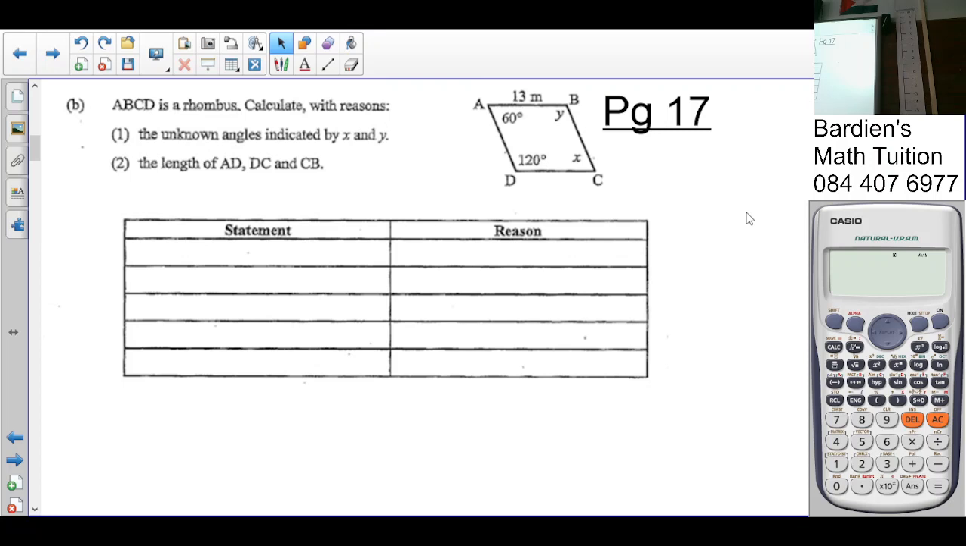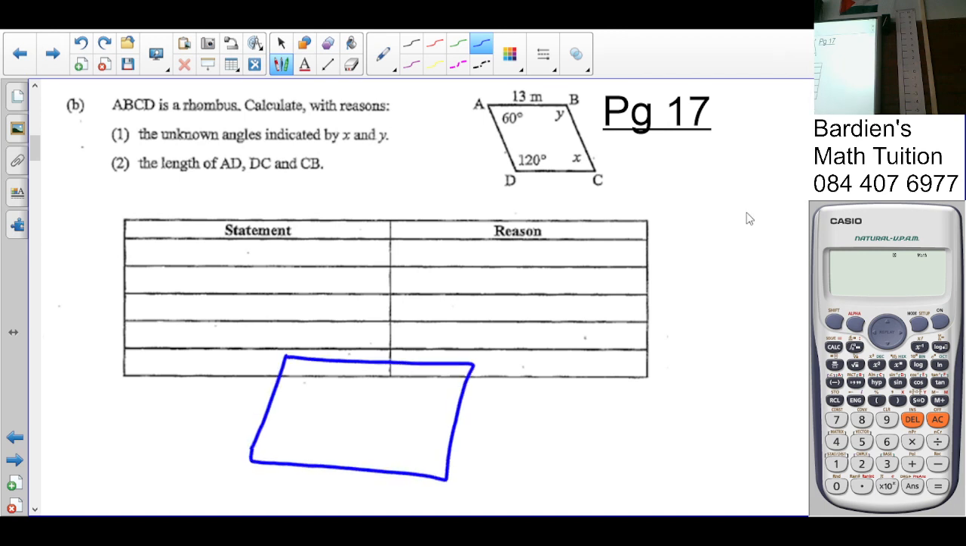People, ABC is a rhombus. Six properties come to mind. I'm going to draw it here so it makes sense. A rhombus is a tilted square. A parallelogram is a tilted rectangle. Right, let's go for it.